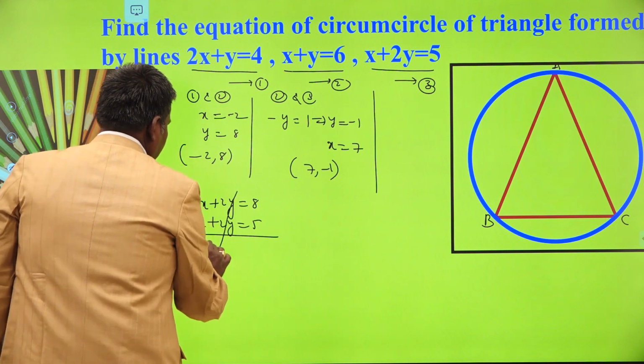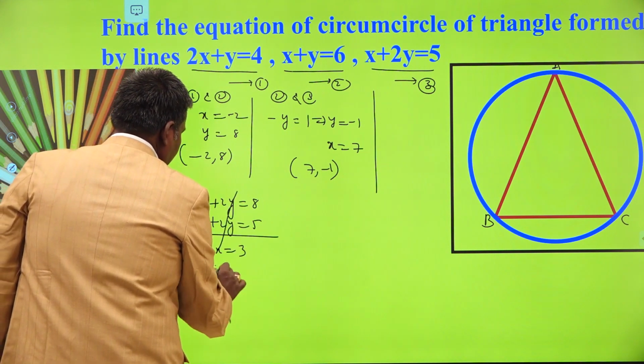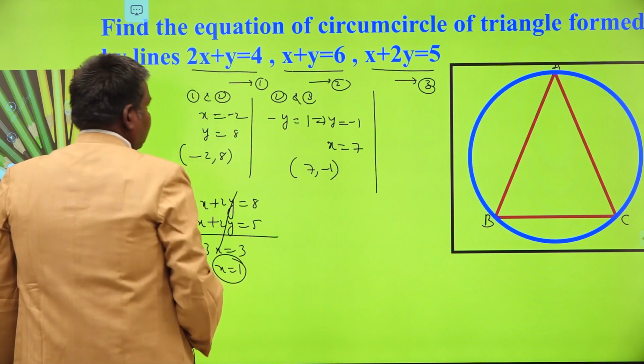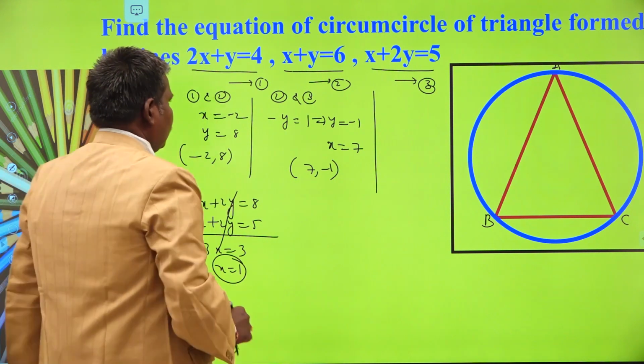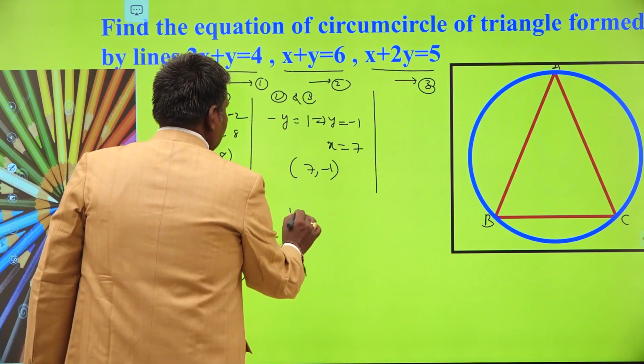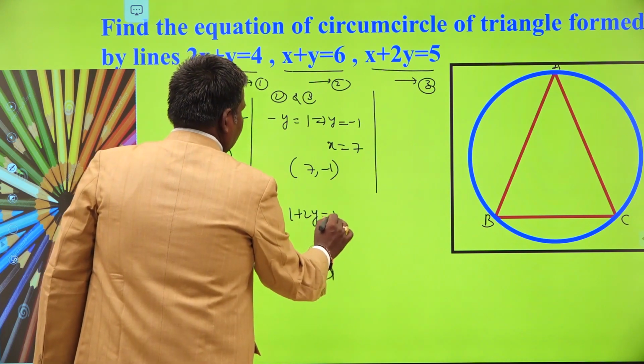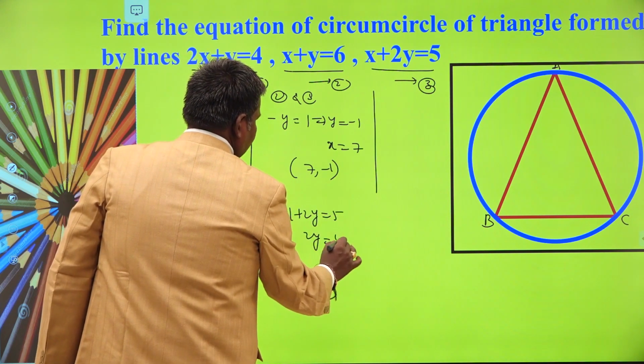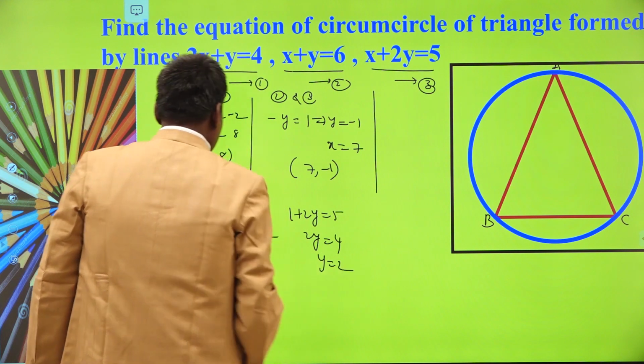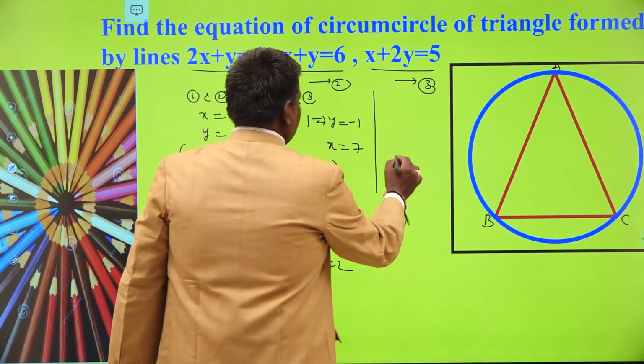Subtract: 3x is equal to 3, x equal to 1. Substitute x equal to 1 in 3. We get 1 plus 2y is equal to 5, 2y is equal to 4, y is equal to 2. So, the third point is (1, 2).